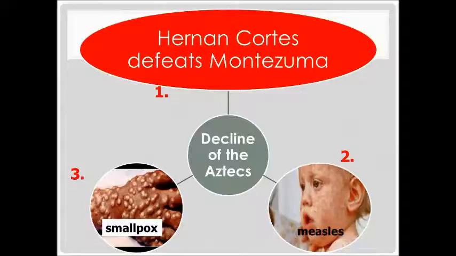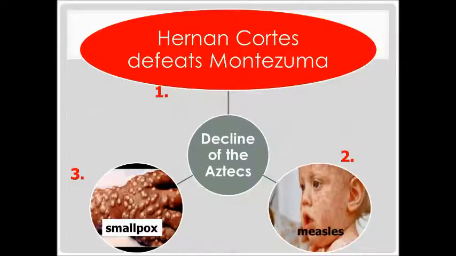But finally, the Aztecs do decline. And the first reason is they are defeated by a Spanish conquistador. His name is Hernan Cortes. He defeats the Aztec emperor known as Montezuma, and Cortes defeats him.